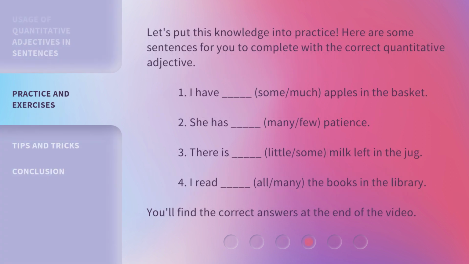Let's put this knowledge into practice. Here are some sentences for you to complete with the correct quantitative adjective. 1. I have blank, some, much, apples in the basket. 2. She has blank, many, few, patience. 3. There is blank, little, some, milk left in the jug. 4. I read blank, all, many, the books in the library. You'll find the correct answers at the end of the video.